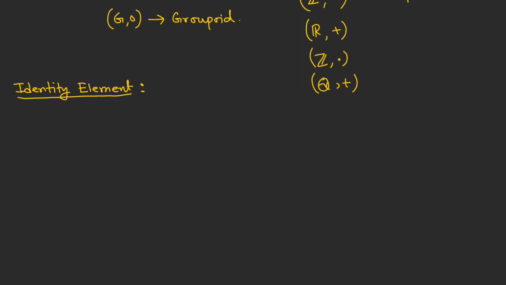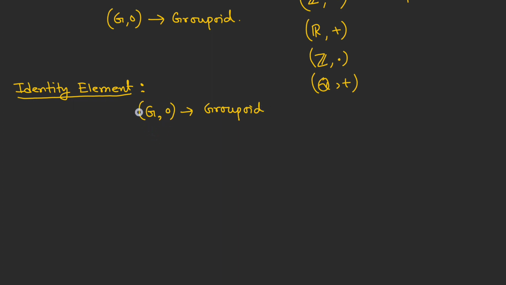What is an identity element? Suppose we have a non-empty set G, and there is a binary operation. So G is a non-empty set and circle is the binary operation. Obviously this system, G comma circle, will be called a groupoid.